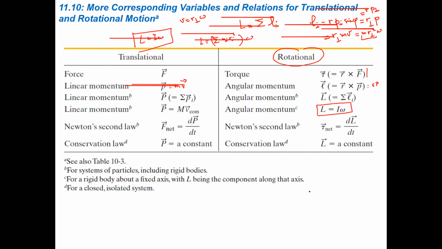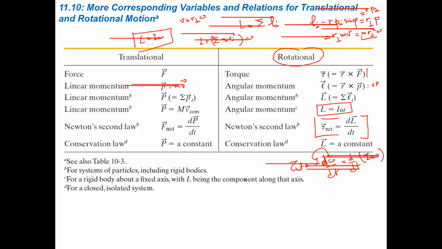Now, Newton's second law, when I have an object which is rotating, is net torque is I alpha, but alpha is the derivative of omega with respect to time. So I can get I inside, and I will have the derivative as a function of time of I omega, but I omega is L. So Newton's second law is just net torque is equal to the derivative of the angular momentum with respect to time.